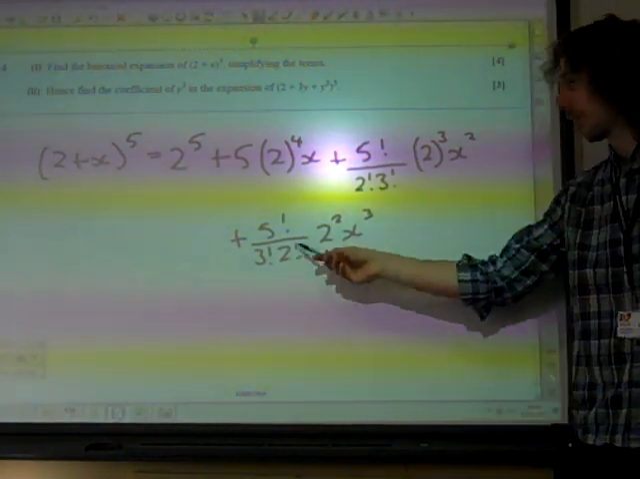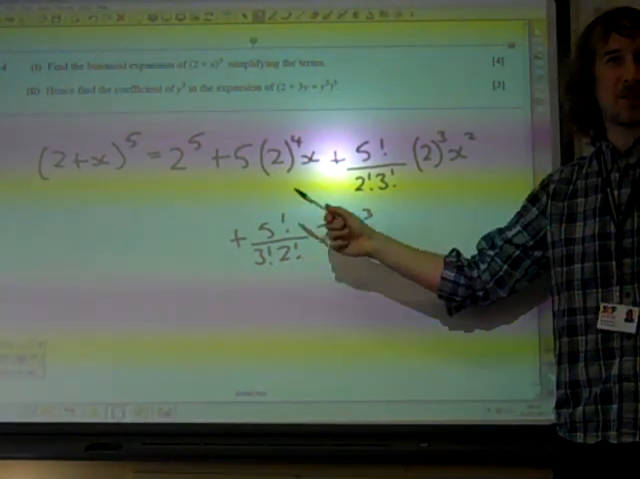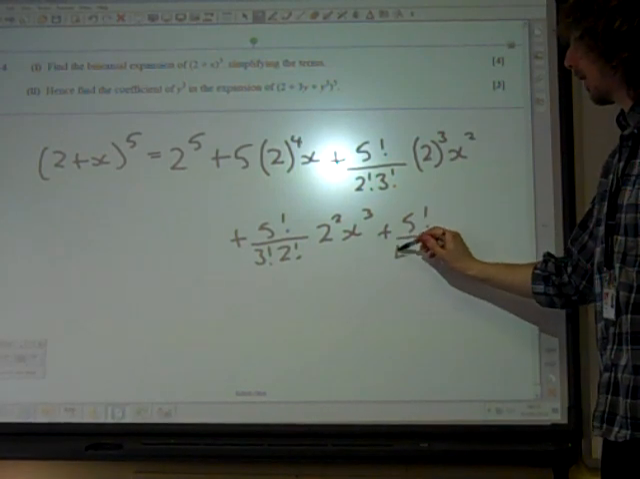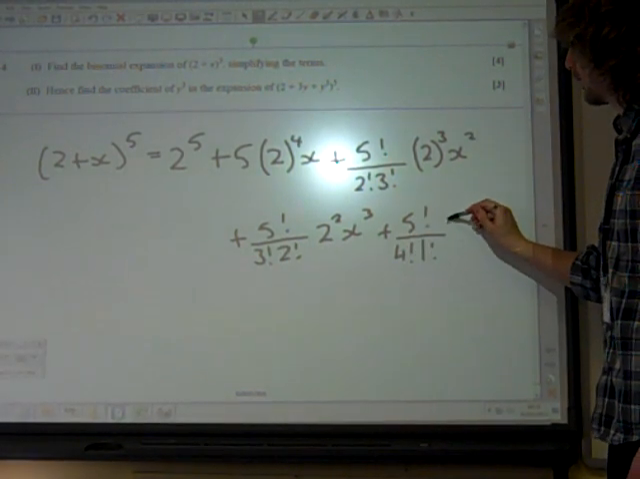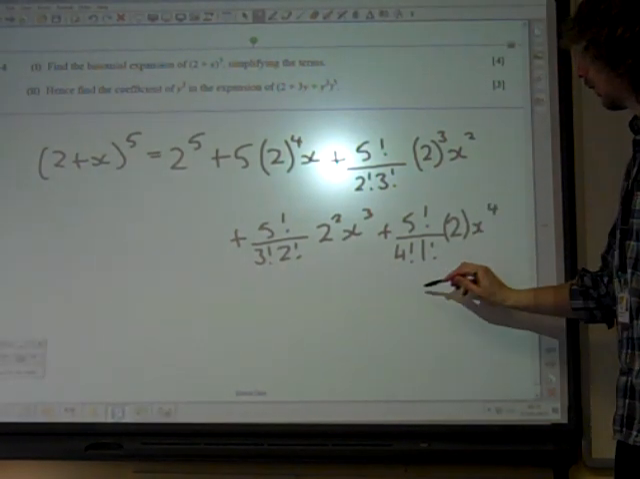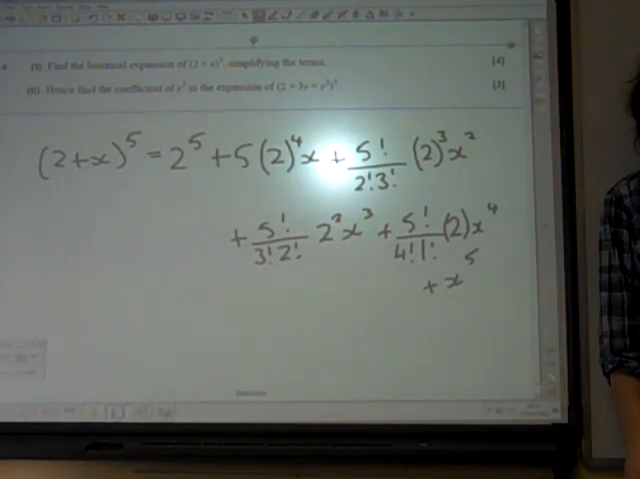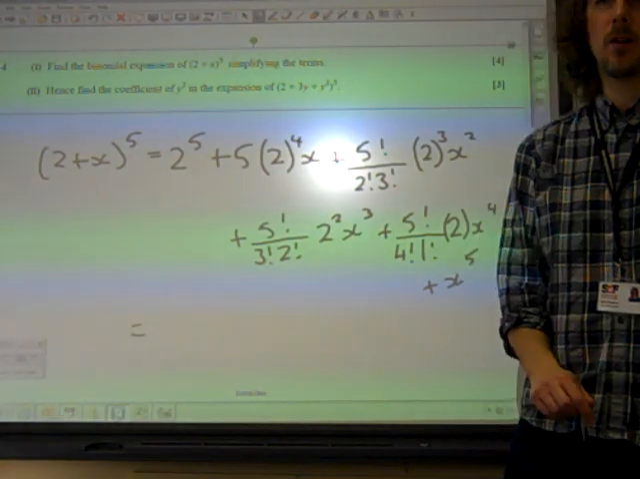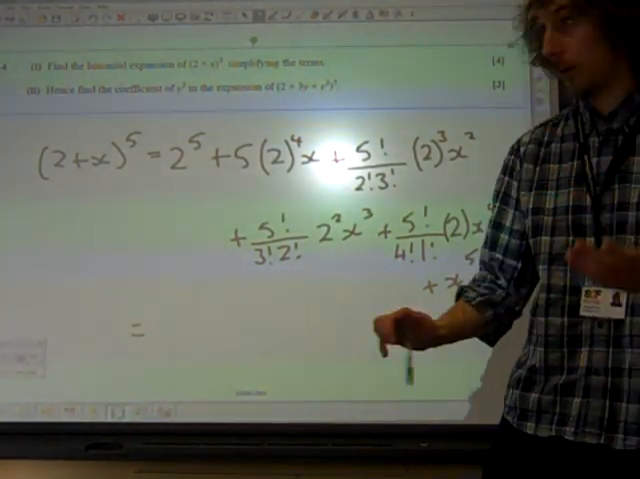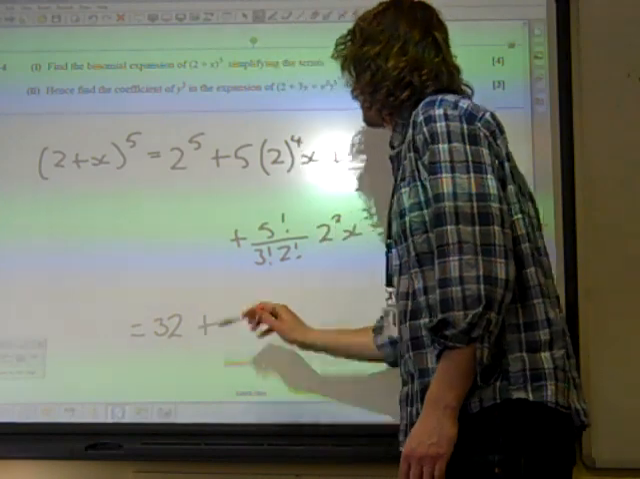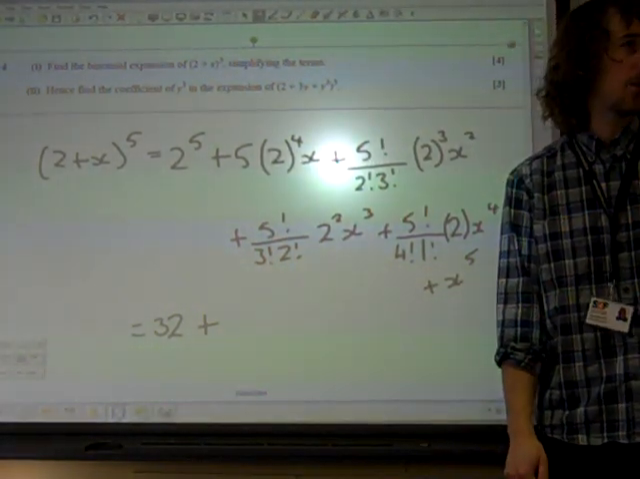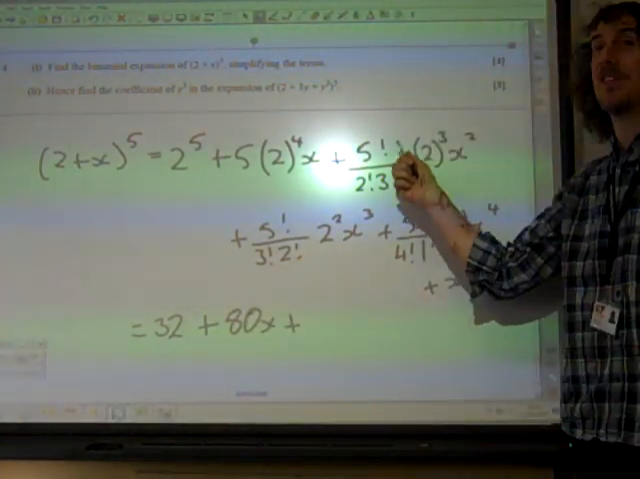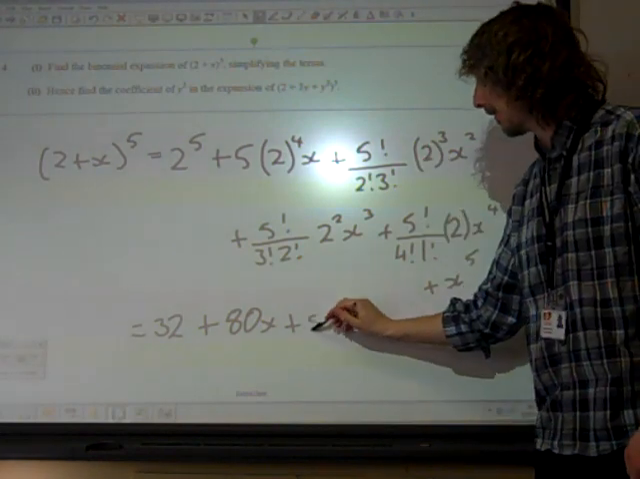Isn't it lovely how the powers all match up, so that the powers are the same as the numbers on the bottom here, they all add up to 5. Oh, it's brilliant. And then we get 5 factorial over 4 factorial, 1 factorial, 2 times x to the 4, and then we end up with our x to the 5, looking lovely and unsimplified. So we need to work on this now to get 2 to the 5, 2, 4, 8, 32, plus 5 times 2 to the 4, which was 16, so 5 times 16 is 80x, plus 10 times 2 cubed, which is 8, so that's an 80 as well.